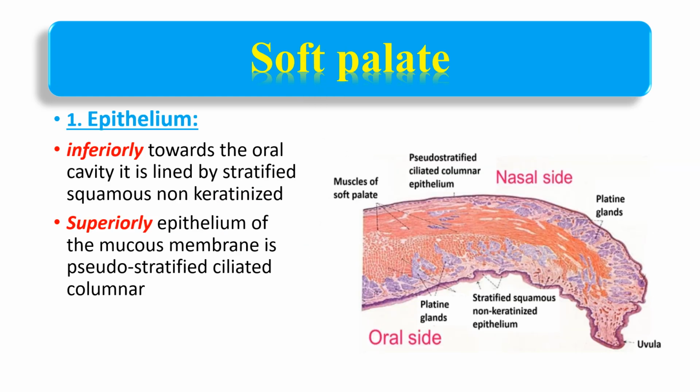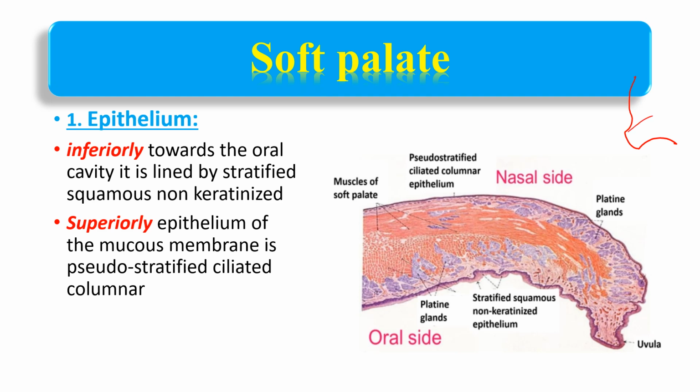Then the soft palate. The soft palate is the inner continuation, or the inner part, of our oral cavity. It is formed of epithelium. The epithelium has two parts. If we are going to see what the soft palate is, this is our nose and oral cavity.